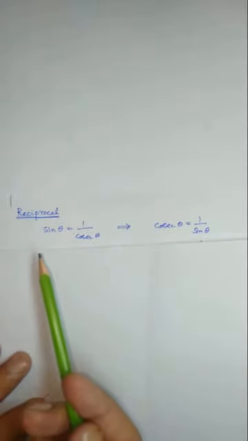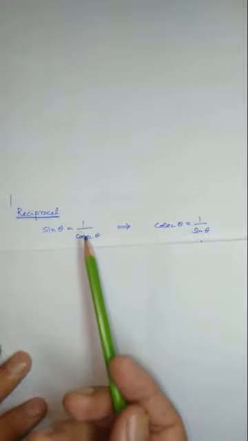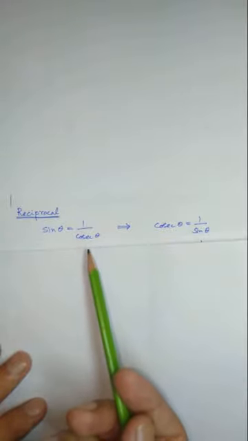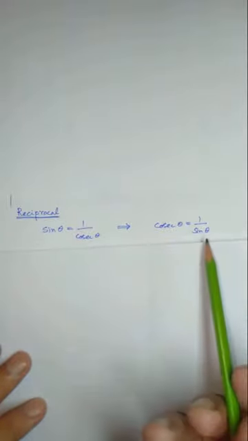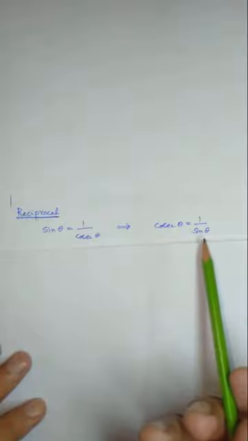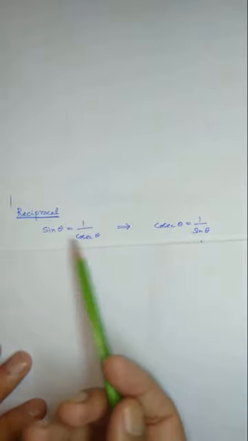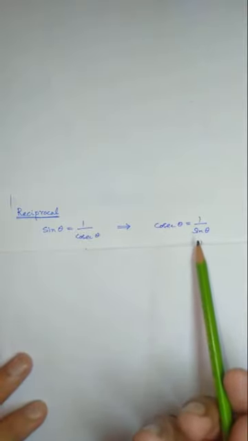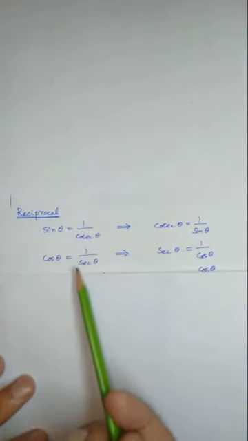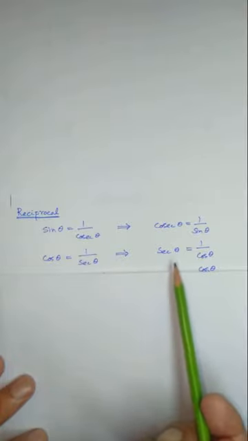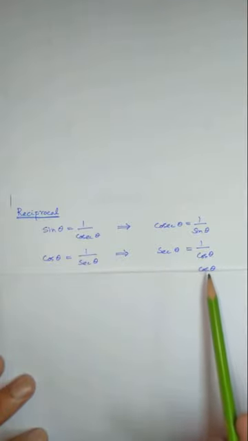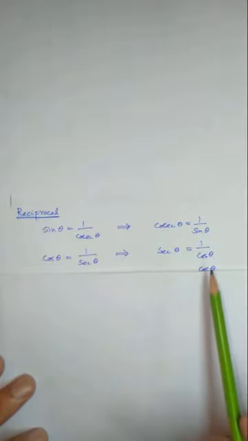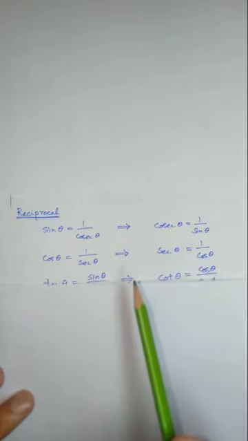Remember, dear students, sine theta is equal to 1 over cosecant theta, and cosecant theta is equal to 1 over sine theta. If we interchange the places of these two terms, then cosecant theta is equal to 1 over sine theta. Same, cos theta is equal to 1 over secant theta and secant theta is equal to 1 over cos theta. So secant and cos are reciprocal of each other.